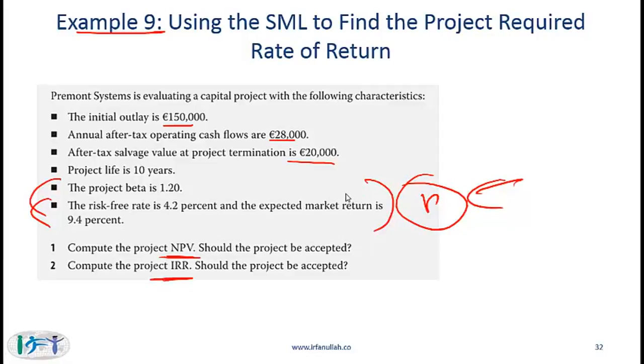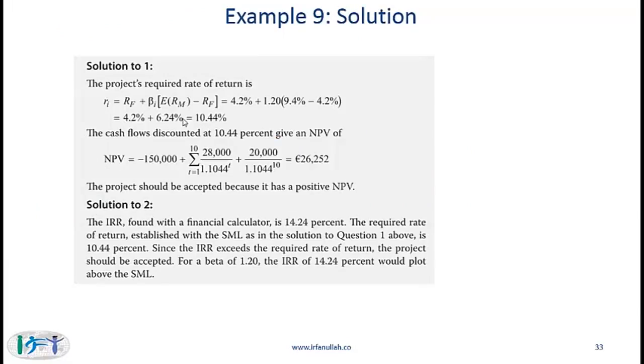So try this and you should be able to solve this problem without any issues as long as you remember your level 1 material. And here is what you should get. The required rate of return should be 10.44. And the NPV given the information should be this. You can plug in the cash flows into a financial calculator and get an IRR of 14.24, which exceeds the required rate. So based on the IRR method, you also accept this project.